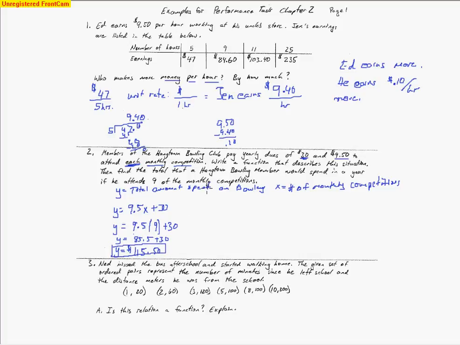So we can just say that in a sentence. We'll say the member would pay $115.50 to attend 9 monthly competitions.